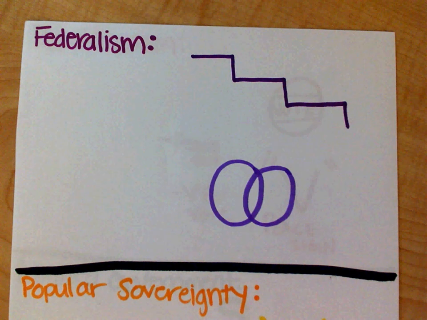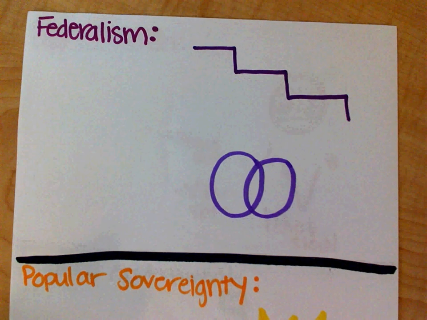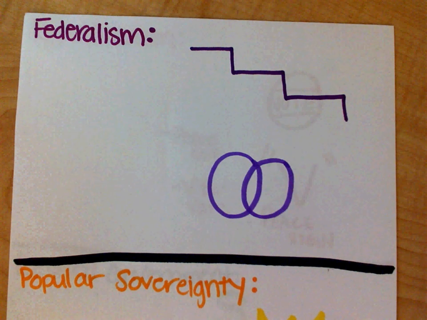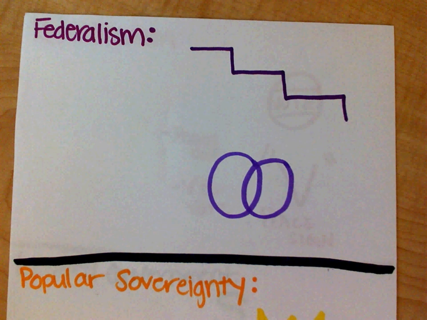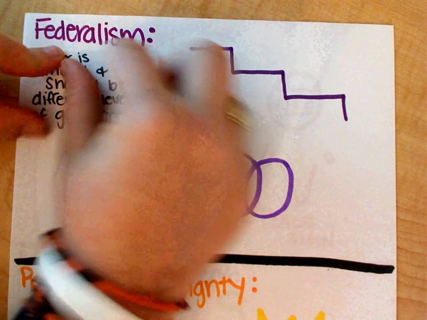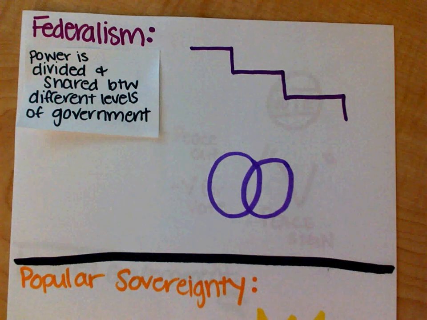Hello there, happy students. Today we are covering the 7 principles of government for your quiz tomorrow. First we have federalism. Now federalism, the definition is when power is divided and shared between different levels of government.